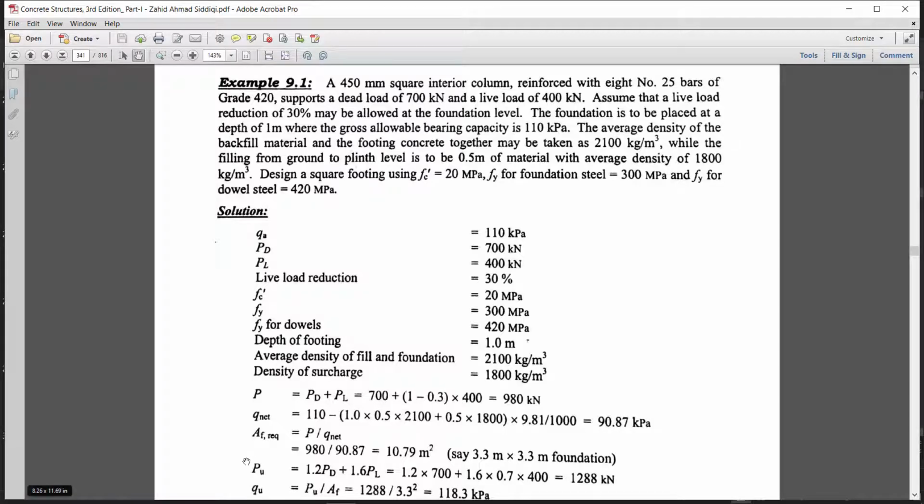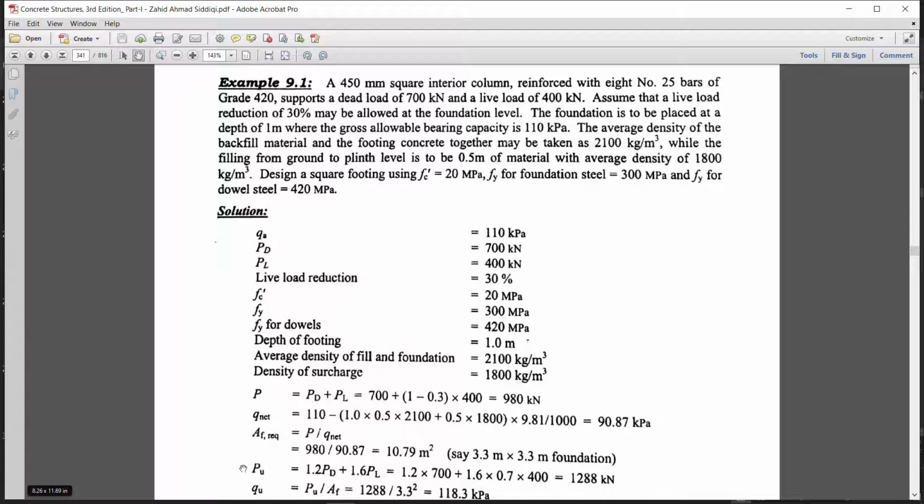So now we will calculate the factored load, that is 1.2 dead plus 1.6 live, and for the live there is a 30% reduction. So 1.2 dead plus 1.6 live, with 70% of the load considered, 30% subtracted. So our total factored load is 1288 kilonewton.